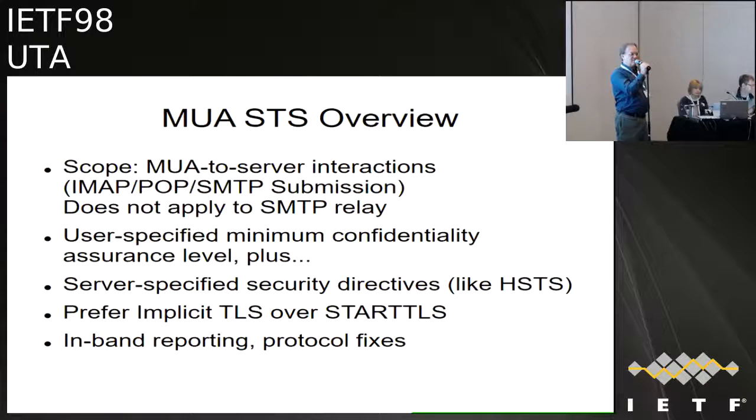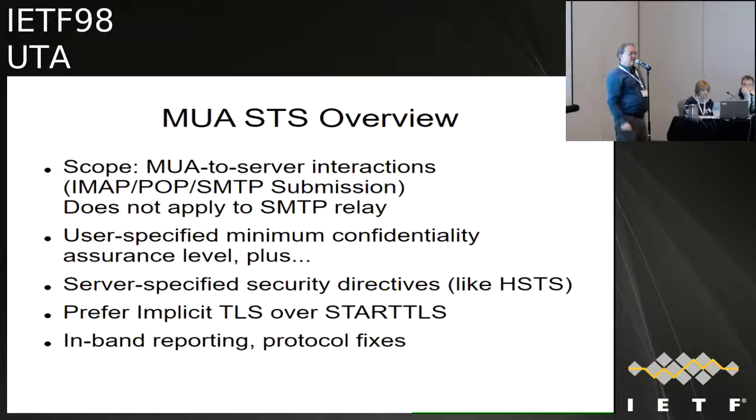Separately from this, there's a second set of criteria, which is that user agents, if the servers indicate that in the future they're going to support certain security features, and if the mail user agent is capable of implementing those and requiring it, the mail user agent upgrades its expectations.